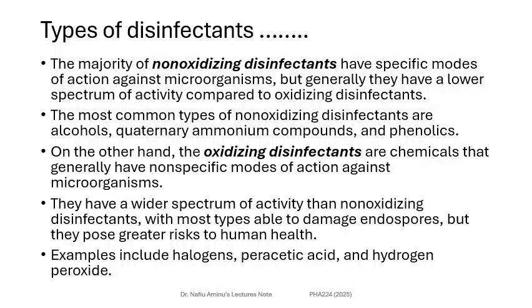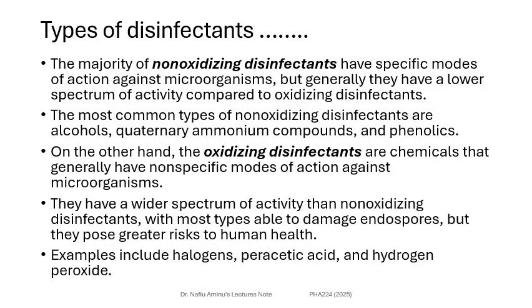On the other hand, the oxidizing disinfectants are chemicals that generally have a non-specific mode of action against microorganisms. So they have a wide spectrum of activity. Most types are able to damage endospores, but they pose greater risks to human health. The non-oxidizing ones are considered safer, and that's why some of them are even utilized as antiseptics. A lot of the antiseptics we use, like hand sanitizers, contain alcohol, because they don't cause much destruction or damage to our cells.